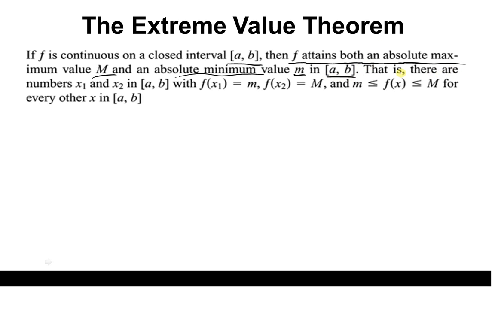That is, there are numbers x1 and x2 between or on the interval a to b where f of x1 equals lowercase m and f of x2 equals capital M. So for all other values of x, f of x is either more than or equal to lowercase m and less than or equal to uppercase M.